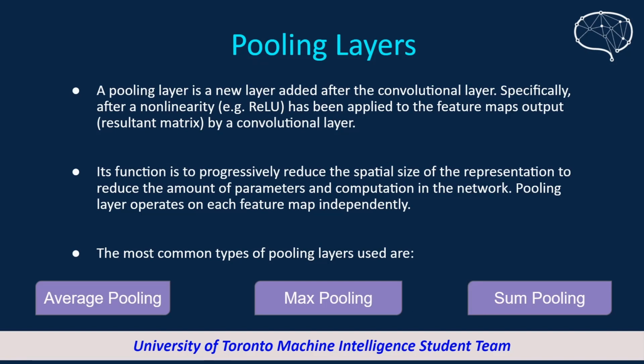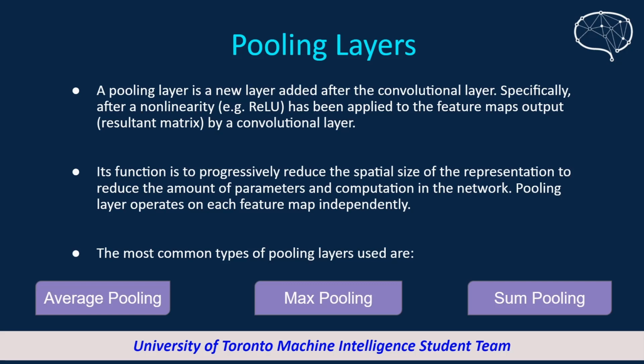Now let's cover another crucial layer of the CNN, the pooling layer. A pooling layer is a new layer added after the convolutional layer, specifically after a nonlinearity, for example the activation function ReLU. So after the nonlinearity has been applied to the feature map, a pooling layer is applied. Its function is to progressively reduce the spatial size of the representation to reduce the amount of parameters and the computation required in the neural network.